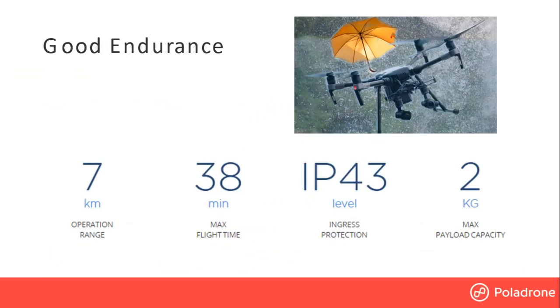And also you have IP43 waterproofing, so it can fly in light rain, and the maximum payload capacity is up to 2 kg. So this is an industrial grade drone that can be attached with different payloads. In this scenario, we will attach it with the Zenmuse XT2, which I will explain further in the next few slides.